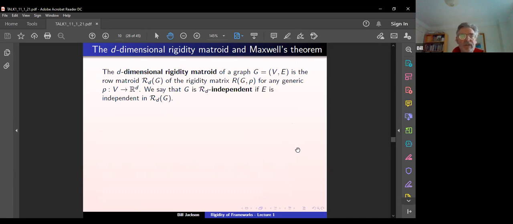So this immediately gives us a matroid corresponding to rigidity in D dimensions. The D-dimensional rigidity matroid of a graph G is the row matroid of the rigidity matrix for any generic realization of the graph. The symbol for this matroid on the edge set of the graph G is R_d(G). I'll say that the graph is R_d independent if its edge set is independent in its rigidity matroid. This is the same as saying that the rows of the rigidity matrix are linearly independent.